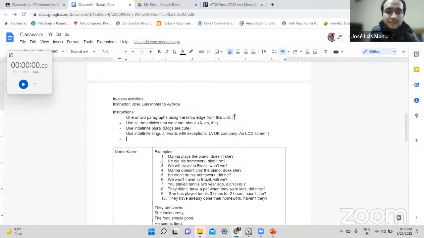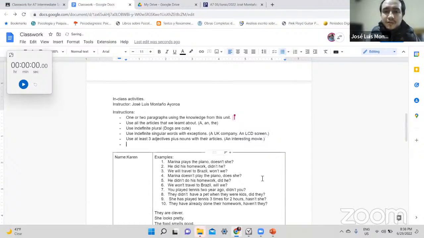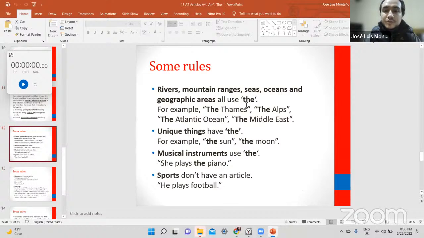Adjectives plus noun. Use at least, sorry, let's say 3. Three adjectives plus nouns with their articles. It means, for example, an interesting movie. So that's what I said, at least 3 using those ones. And now the rules. I'm going to say, and we're going to decide according to which ones can be interesting. Musical instruments. One of these rivers can be, okay?